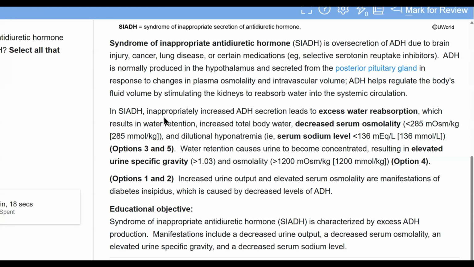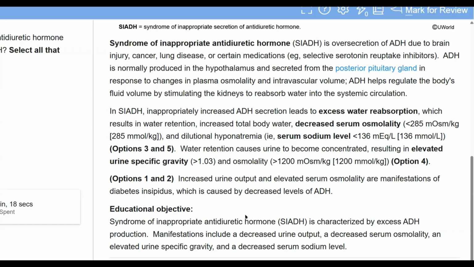So what happens in SIADH? There is inappropriately increased ADH secretion that leads to excess water reabsorption, which results in water retention. That leads to increased body water, which leads to decreased serum osmolality, less than 285 milliosmoles per kg, and dilutional hyponatremia, a serum sodium level less than 135. Apart from that, water retention causes the urine to become very concentrated, resulting in elevated urine specific gravity, more than 1.030, and osmolality.